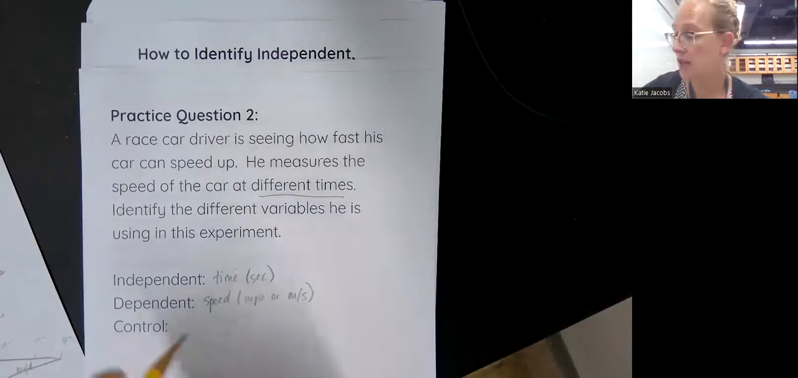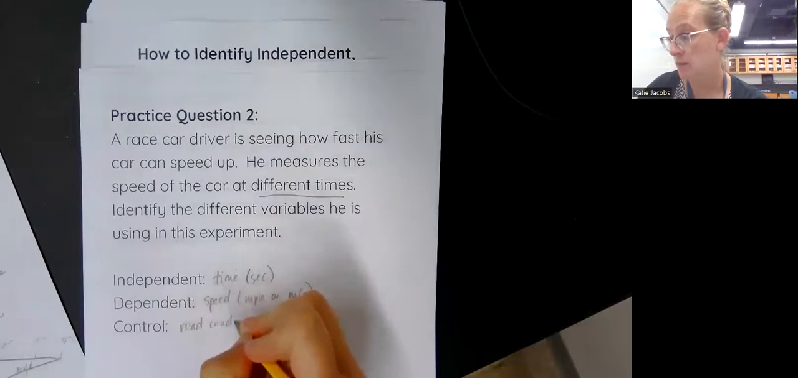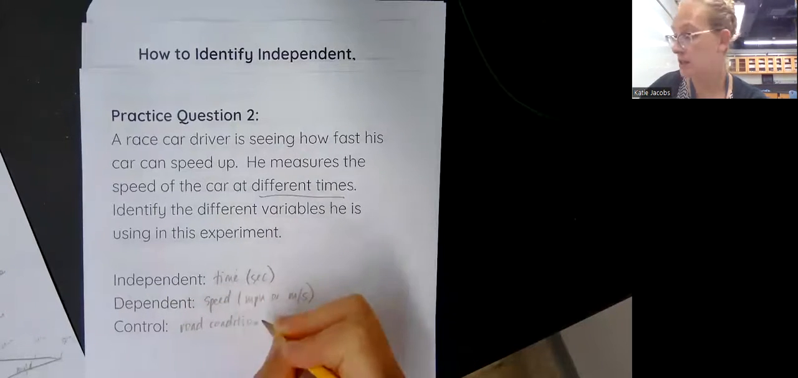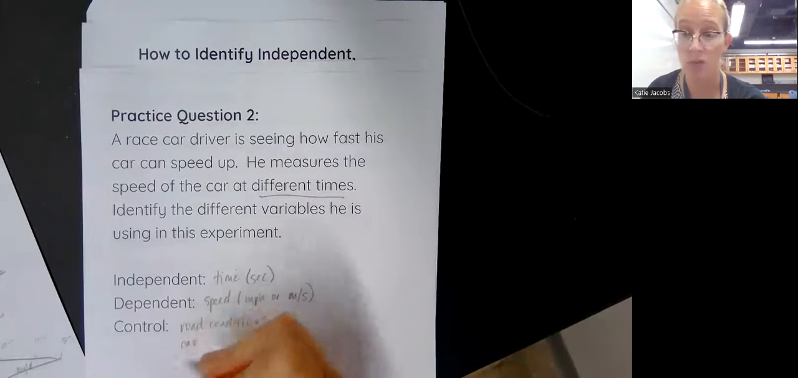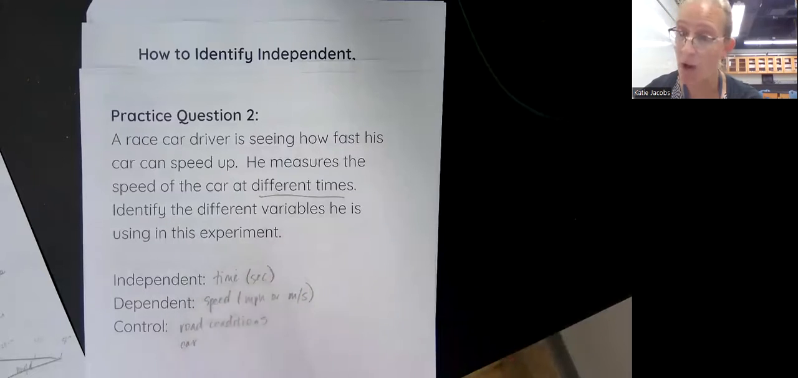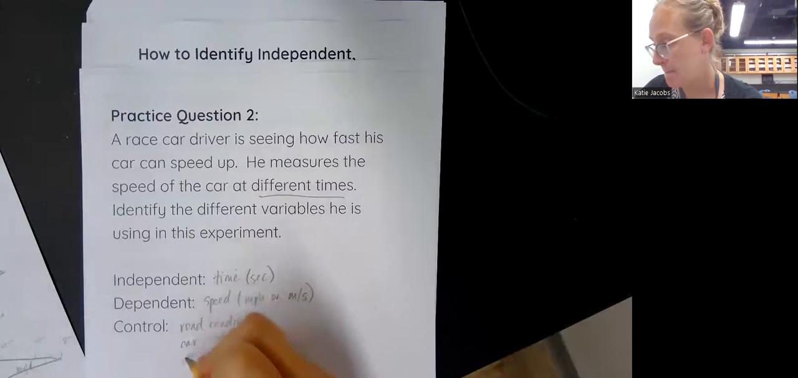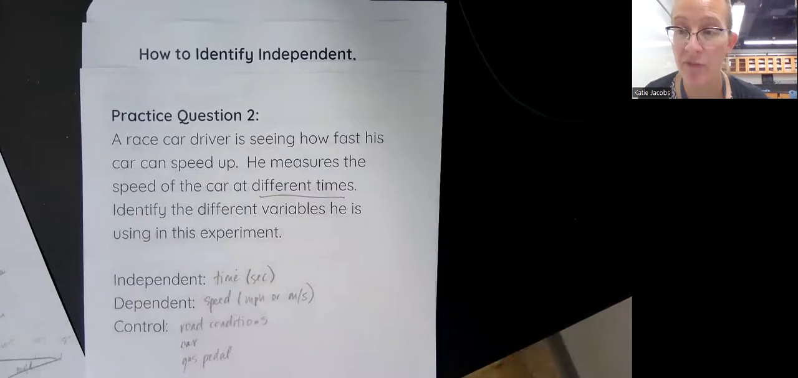What do I need to hold constant? What's my control variable? The road conditions, where I'm driving it. Is it wet or dry? The car itself, I'm not going to switch cars. And probably how much he's pressing the gas pedal, so that he's pushing the same force, so he's speeding up, not different amounts in different trials that he's running.